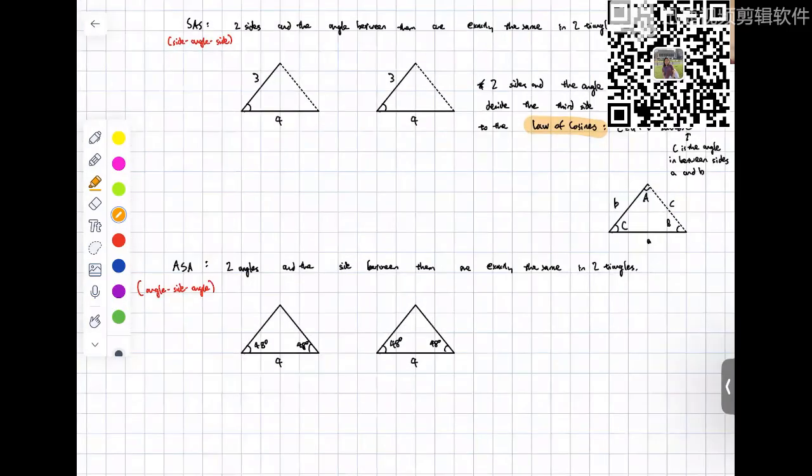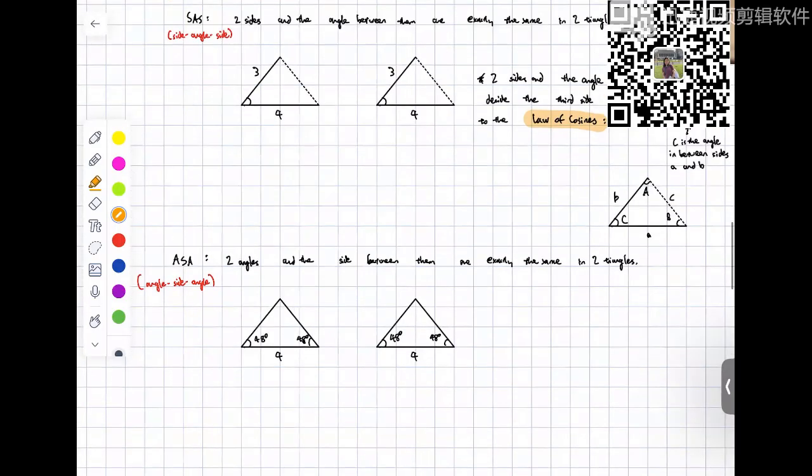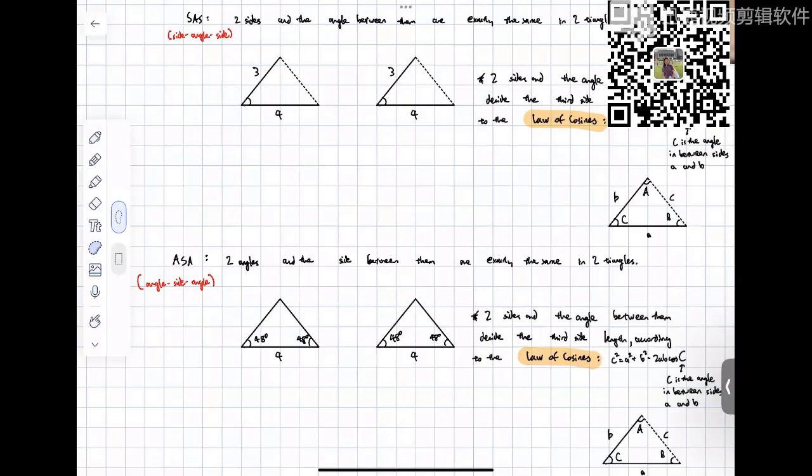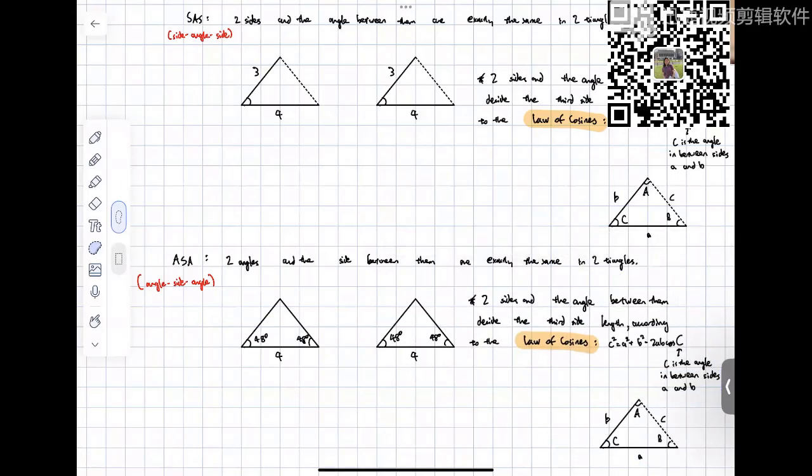But in general, you don't have to worry too much about this. I'm just gonna put it down because it's a good proof. And it's actually very similar with ASA, but you're gonna have this if we just have two sides.